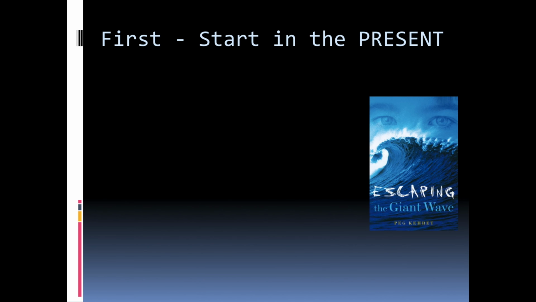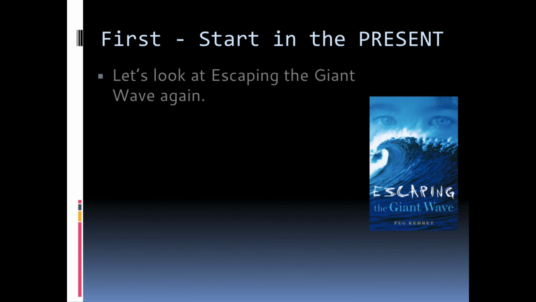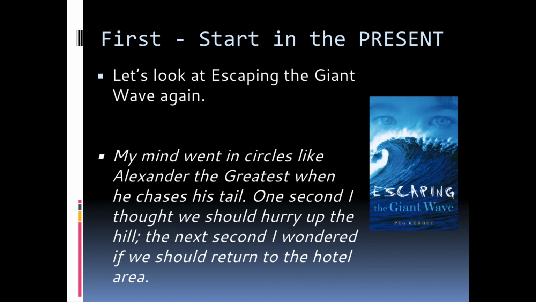Now, let's take a look at another example from Escaping the Giant Wave, because there are some flashbacks there too. And again, to walk through this model, again, you start in the present, okay? So let's look at where this happened in Escaping the Giant Wave. This is when Kyle and BB have decided to go up the hill, and they left Darren still by the old hotel that had been burnt. Okay, so here we go.